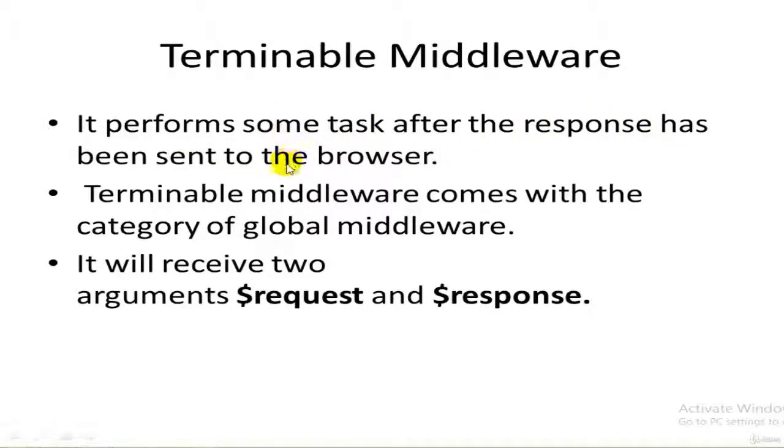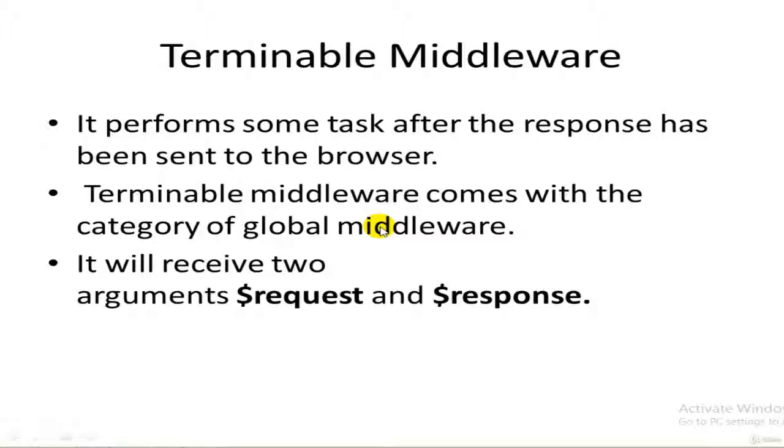So some task which has been sent to the browser is performed with the help of middleware, and the response which has been executed from the user will be analyzed, and accordingly it will terminate. Another thing, terminable middleware comes under the category of global middleware. We saw role middleware, how it is under the route middleware category. Terminable middleware comes under global middleware. It receives two arguments, that is $request and $response.